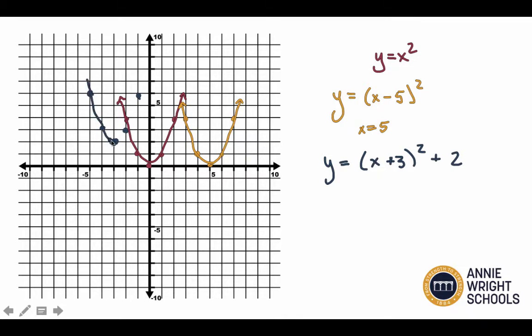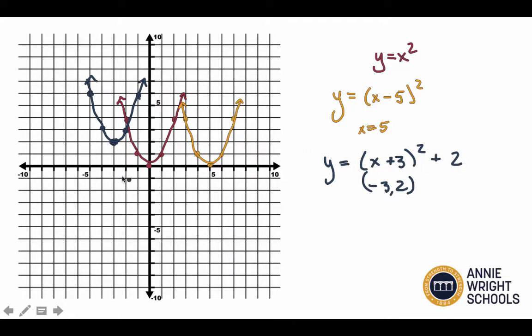And I have this exact same shape that I've graphed now 3 times, but I've moved it to this point, negative 3, comma 2 is the vertex. Back 3, up 2. That plus 3 moving it back, the plus 2 moving it up.